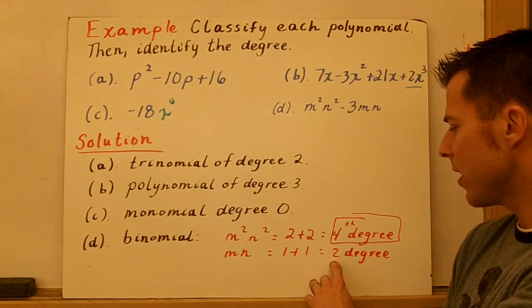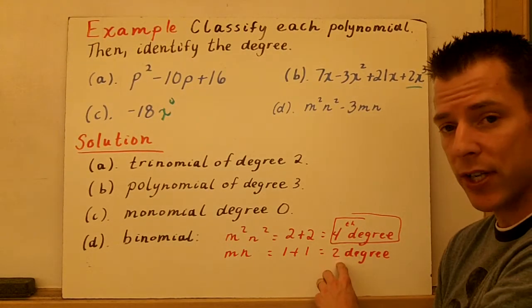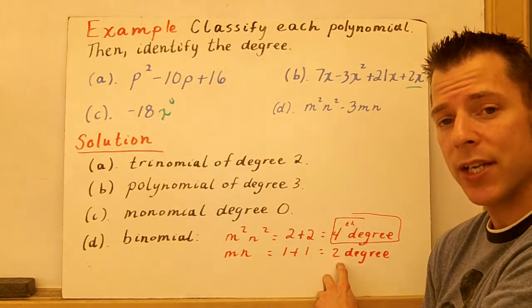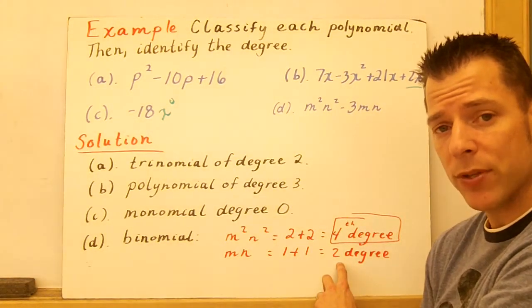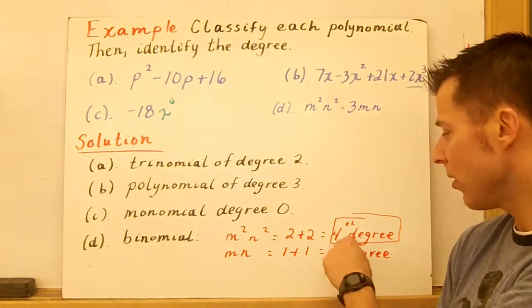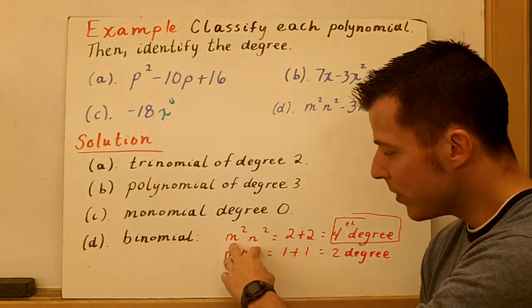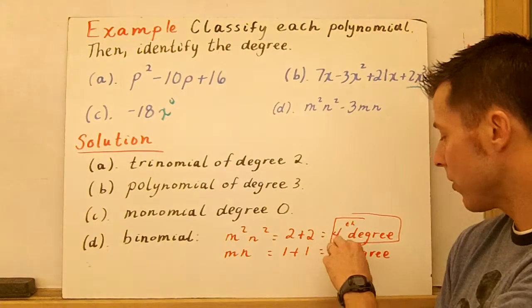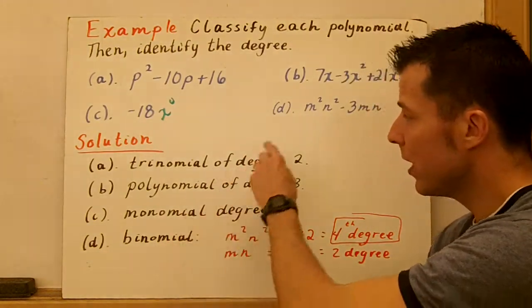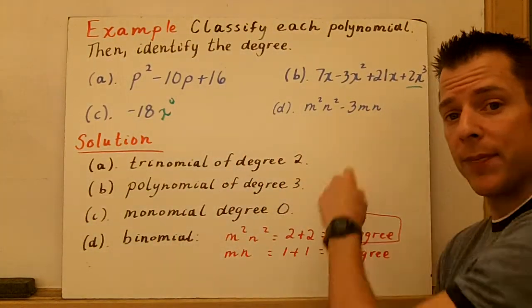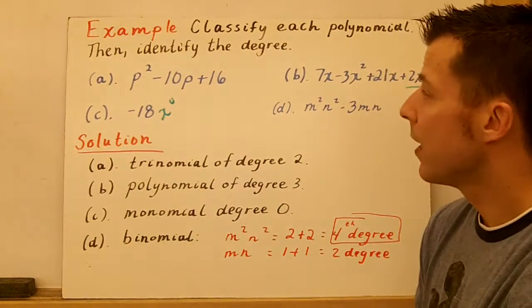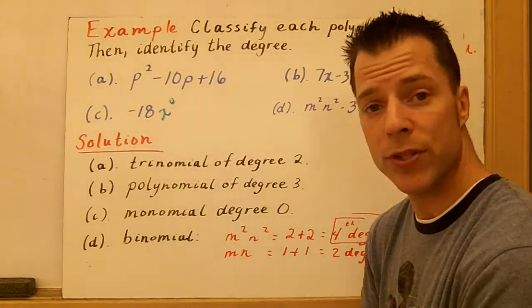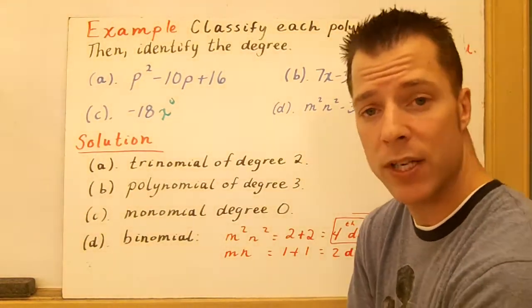Okay, so you've got to be careful. We don't add these two together to get 6. Remember, we take the highest degree on our variables in the polynomial. Well, the highest degree here is 4. The m squared n squared has the highest sum of powers. Okay, so that is a 4th degree binomial. Okay, so that's classifying and identifying the degree of polynomials. Now, we didn't add or subtract. That's now going to be in video 2.